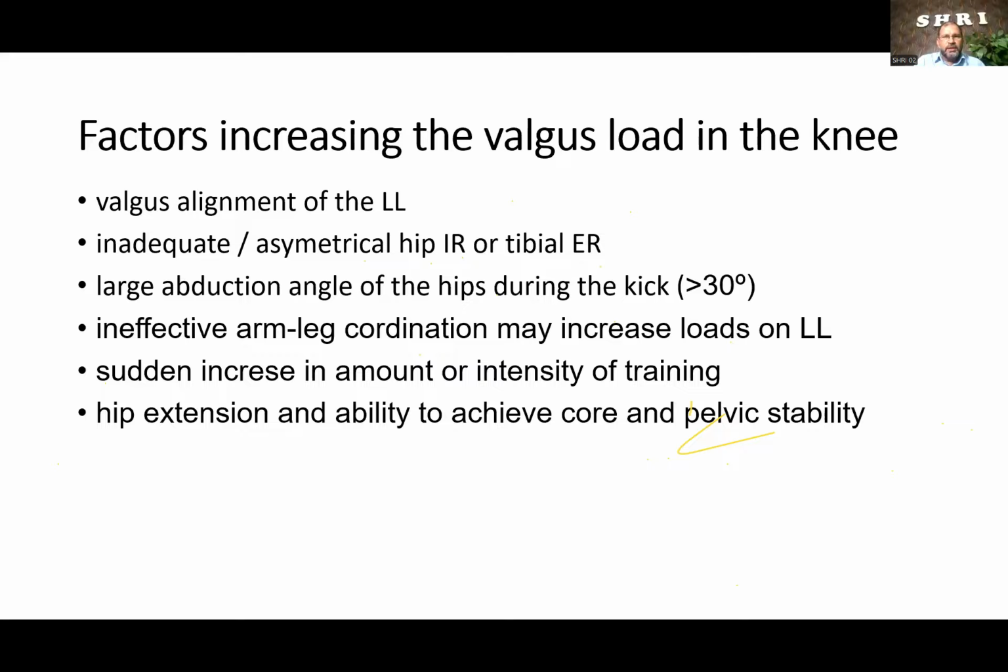hips during the kick. That's what I told earlier. So when they abduct during mainly the breaststroke kick, when they abduct more than 30 degrees, there's a high chance of getting stress on the medial side of the knee. So ineffective arm-leg coordination may increase loads on the lower limb, that you all know, and sudden increase in amount of intensity of training, that's as usual. Then hip extension and ability to achieve core and pelvic stability.